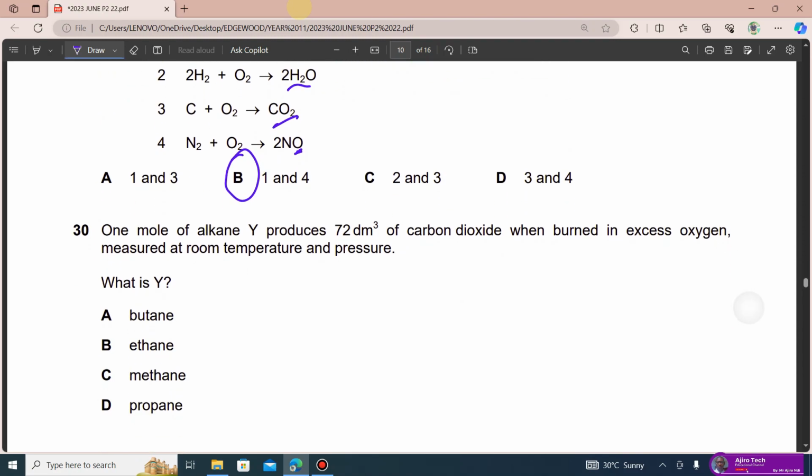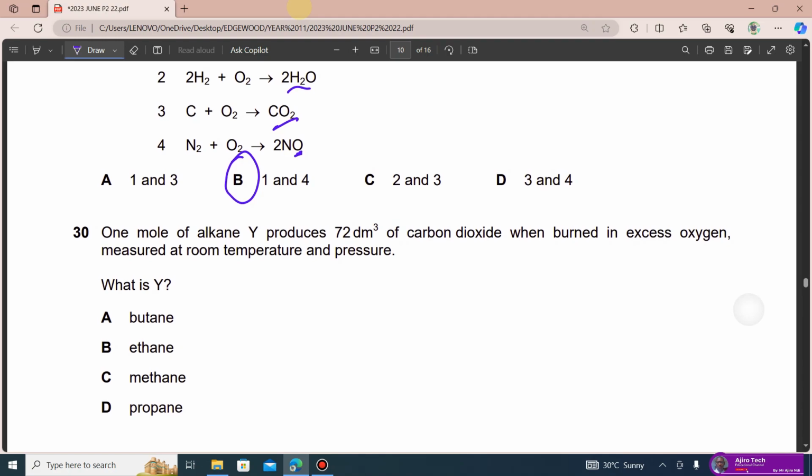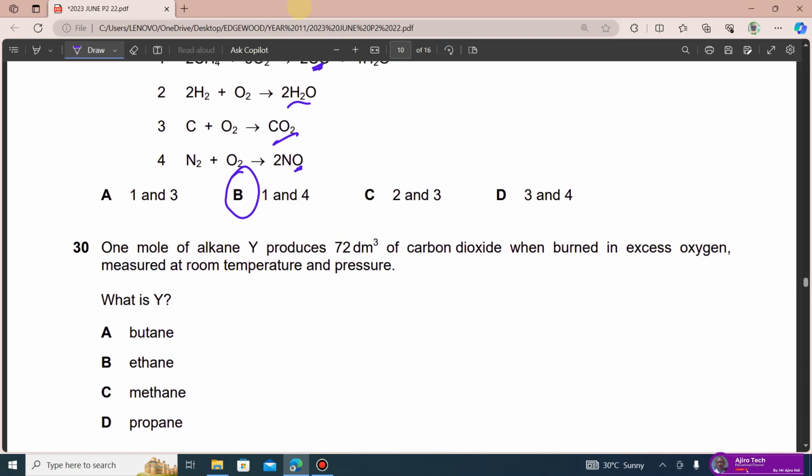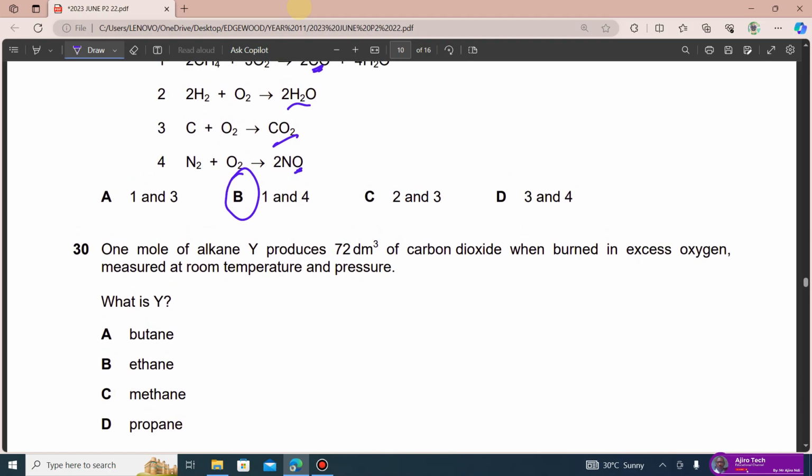Question 30. 1 mole of alkane produces some 2 dm cube of carbon dioxide when burned in excess oxygen, measured at room temperature and pressure. What is the gas that was burned to produce 72 dm cube of carbon dioxide? Okay, so in this case, first we need to get the number of moles of carbon dioxide, and that can give us a hint on the gas that was burned. So to get the number of moles, just do 72 divided by 24 dm cube. That's the formula for calculating the number of moles of a gas. So we do this, and you're going to have 3 as the number of moles.